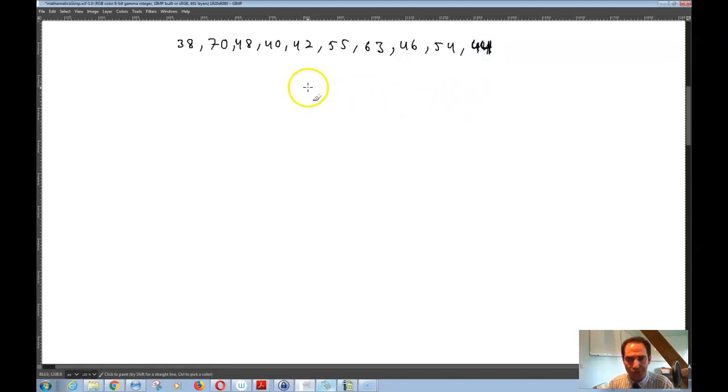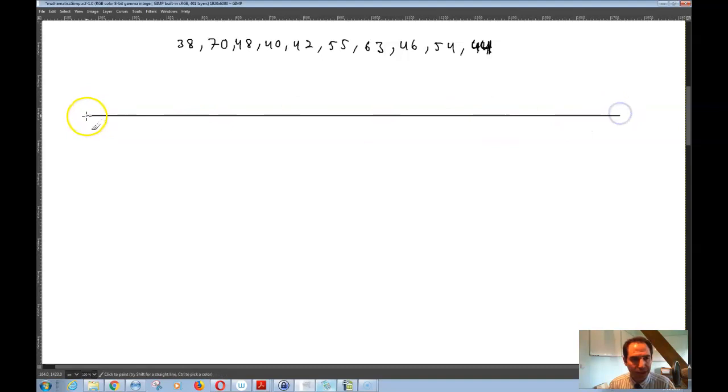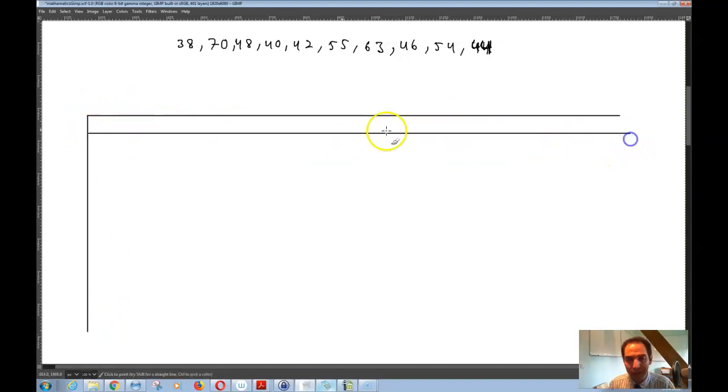And you have 44. So if I write my data in a table, because I want to find the mean deviation about the mean, I could write my observations as x sub i, and then the frequency of them as well. So 38, for example, happens once.